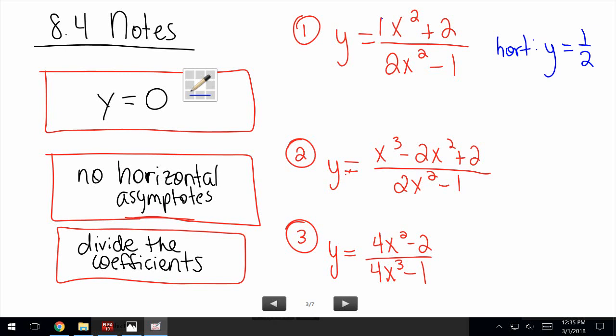How are we doing? What do they do with the plus 2 and minus 1? Nothing. All the directions said to do was find the horizontal asymptote. That's it. Later in school we'll figure out what to do with those.